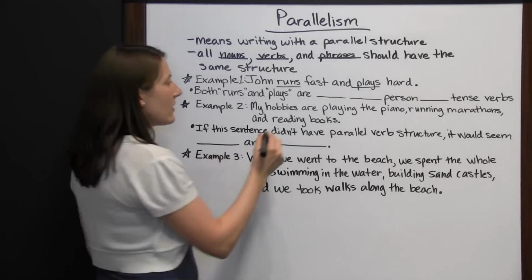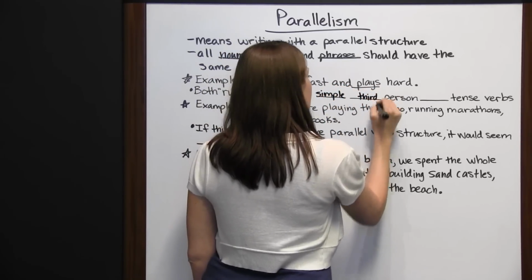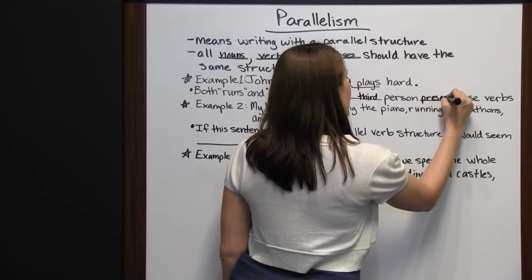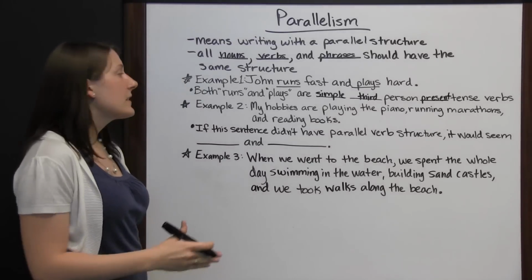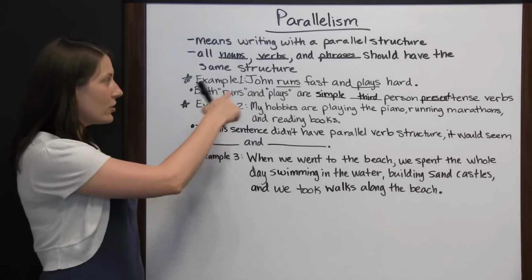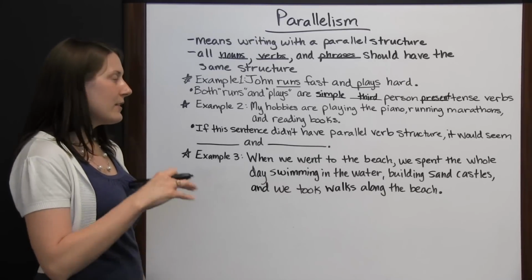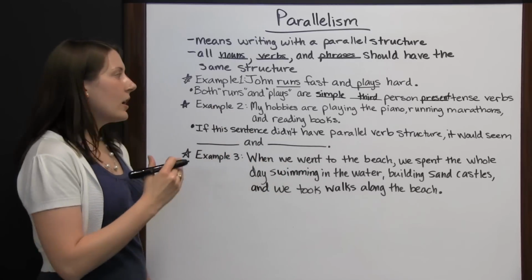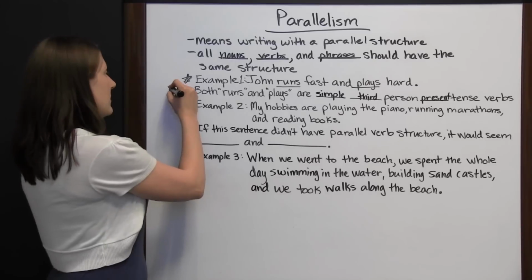And both runs and plays are simple third person present tense verbs. So they are simple verbs. They don't have any suffixes. They're third person. We're talking about John. You're not saying I did this. You're saying John did this, talking about someone else. And it's present tense. He's running and playing right now. He runs and plays in the present. So they agree. Both runs and plays are simple third person present tense verbs. So they have parallel structure. So this one is good.